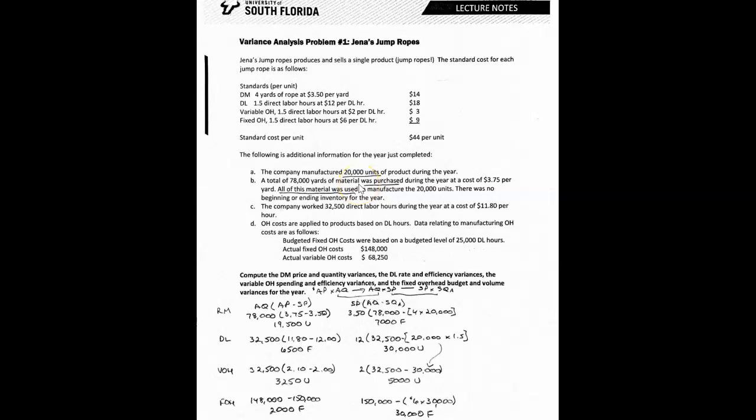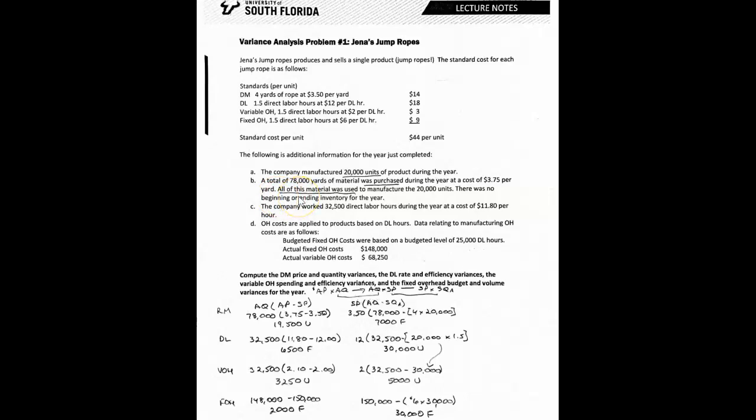And then we've got some additional information. First of all, they tell us how many units we have. That's really important to know, so underscore it and notice it. Okay, that's how many units we had. And then they purchased 78,000 yards of material. It was purchased and all of it was used. So the purchased and used is the same. Okay, that's an important thing, otherwise we've got to do our formulas in a different way.